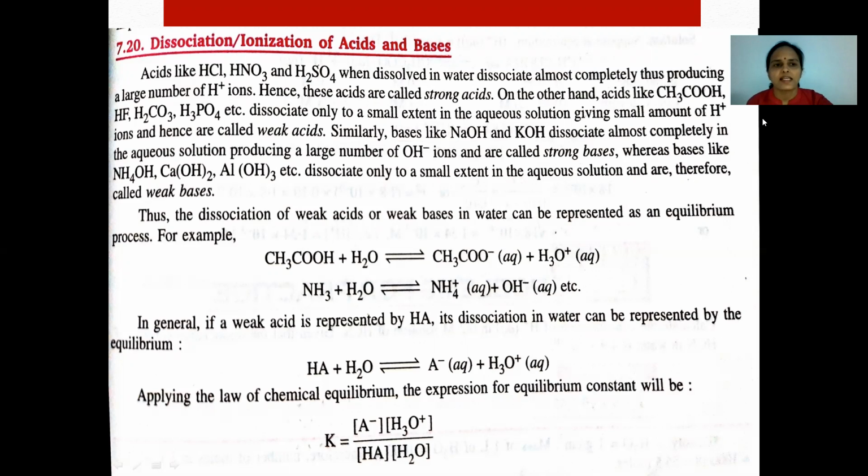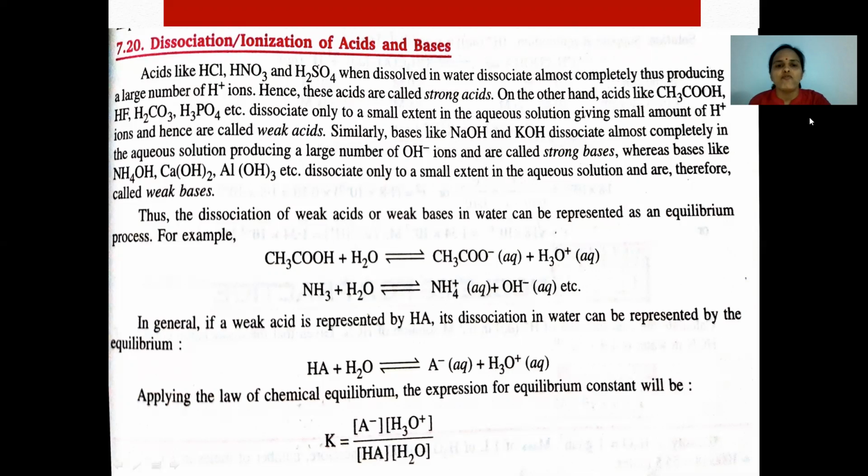Whereas bases like ammonium hydroxide, calcium hydroxide, aluminum hydroxide, etc. dissociate to a very small extent in aqueous solution and therefore are called weak bases. Thus, the dissociation of weak acids or bases in water can be represented as an equilibrium process. For example, CH3COOH + H2O gives CH3COO- + H3O+. NH3 + H2O gives NH4+ + OH-.